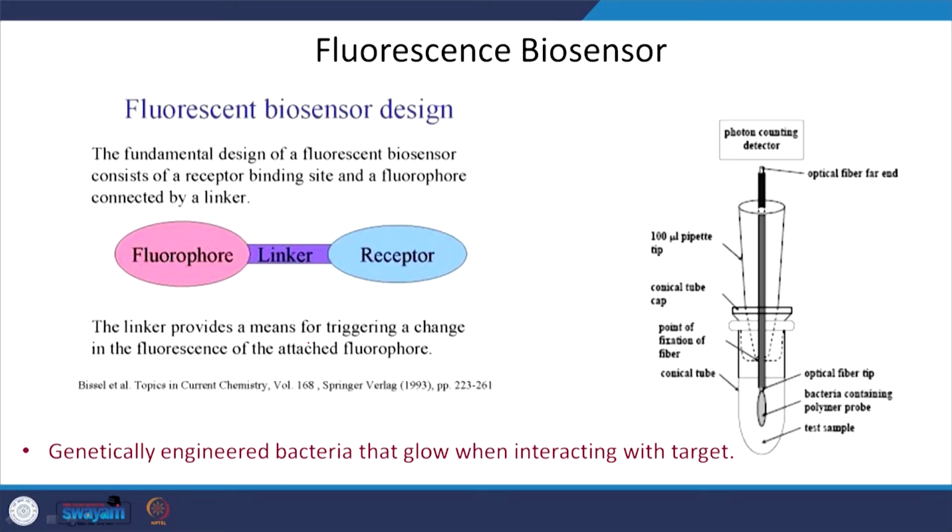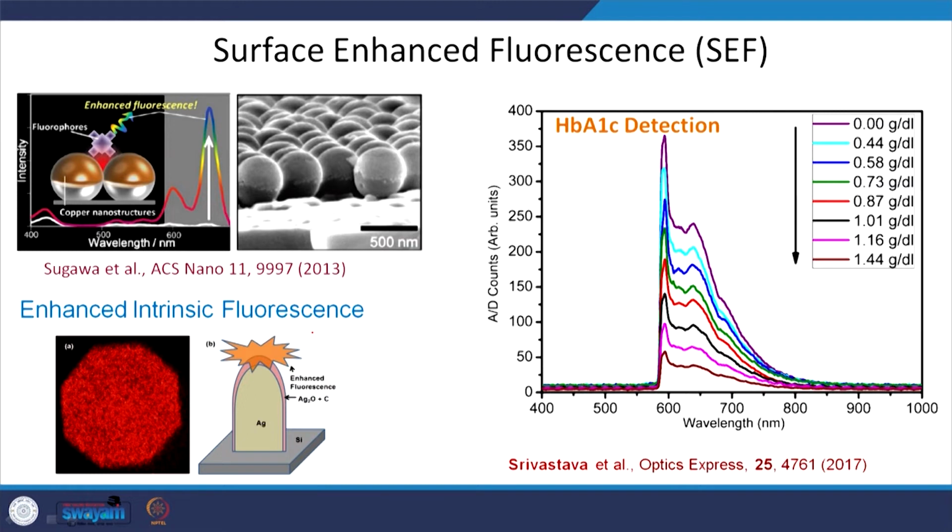If you want to design a fluorescence biosensor, what you do is that you attach this fluorophore to the receptor via some linker. So, for example, I have shown here a genetically engineered bacteria that glow when they interact with the target. So, this linker provides the means for triggering a change in the fluorescence of the attached fluorophore. So, what happens actually is that when you bring an analyte near this receptor, it leads to change in the fluorescence of this. So, that is why it is called label based sensing, labeled sensing, because you have to have a fluorescent tag whose intensity changes when there is a bio sensing interaction.